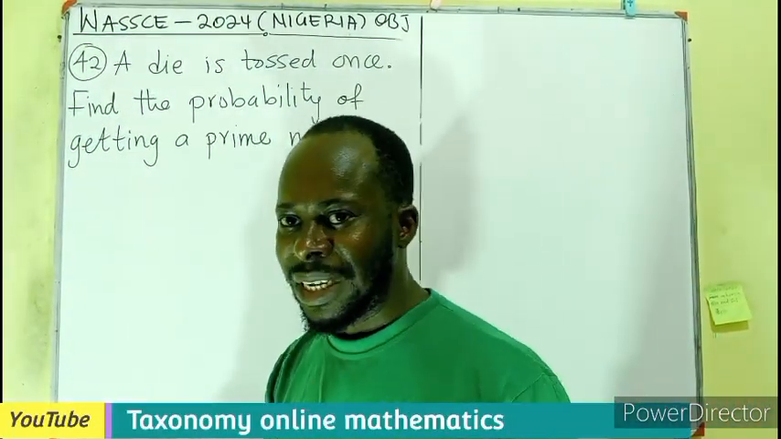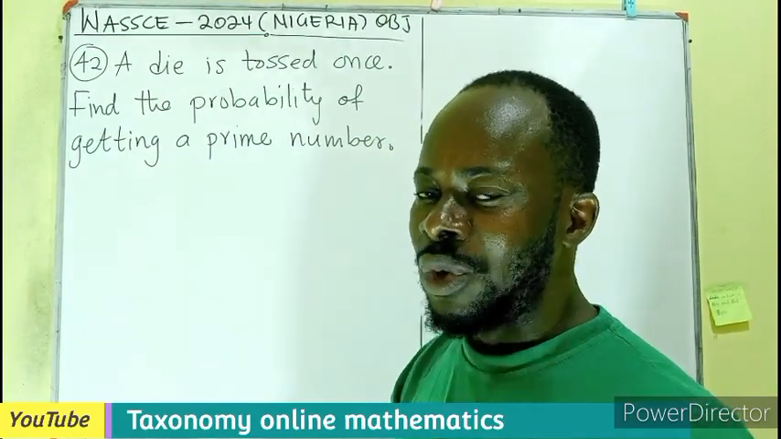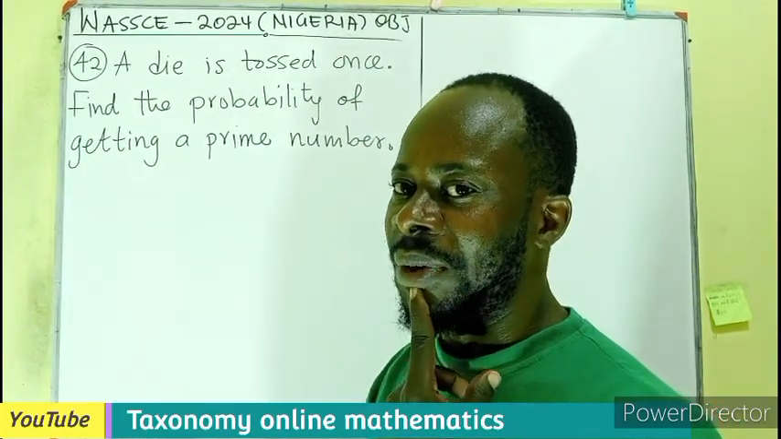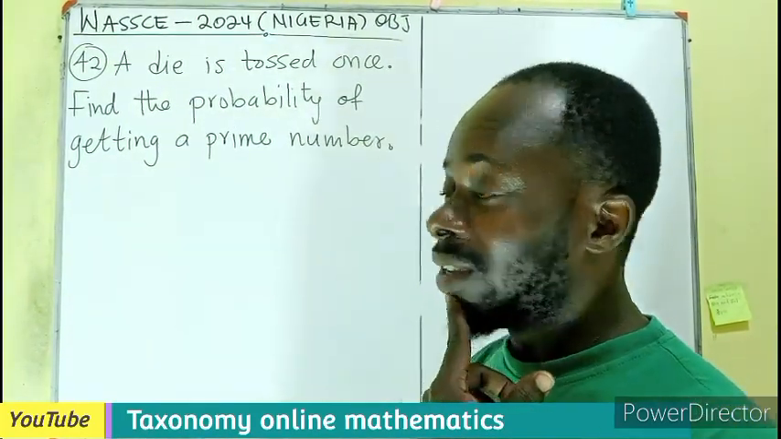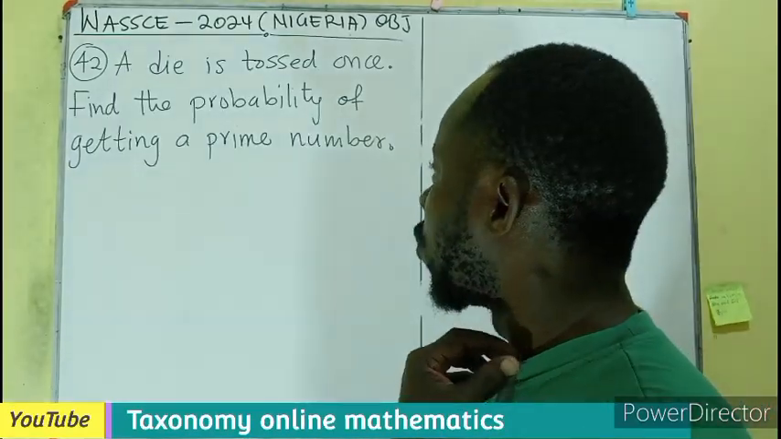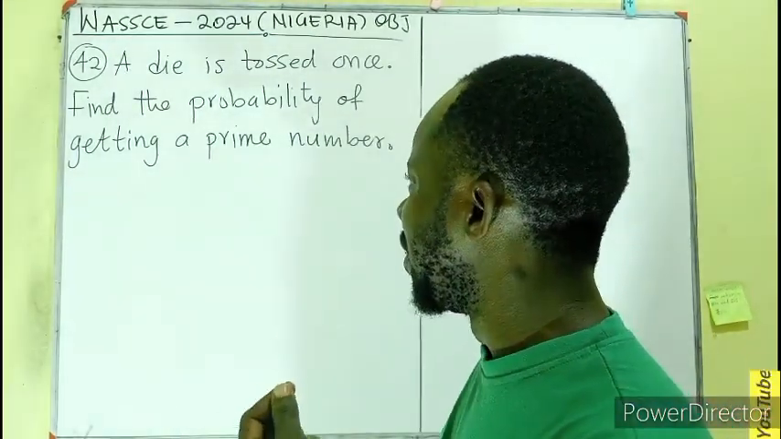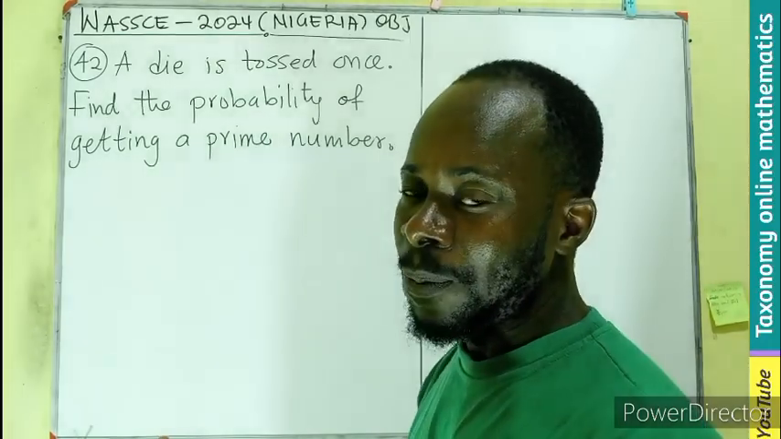Question 42, objective text of WASSCE 2024 May-June edition for Nigeria. Let's see if we can do this in a minute. A die is tossed once. We have to find the probability of getting a prime number.